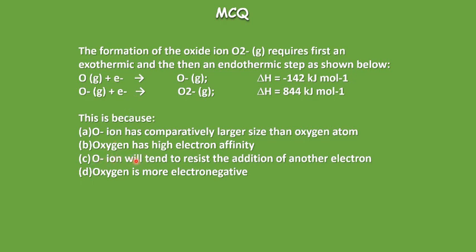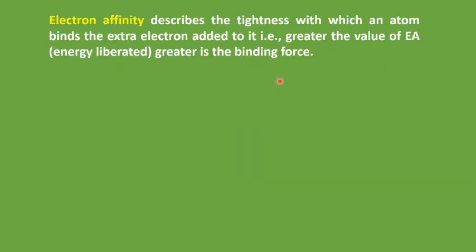So C is the correct answer. Oxygen is more electronegative, which is correct, but that has no relationship with this electron gain enthalpy. So C is the correct answer.